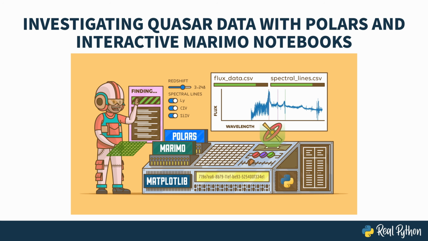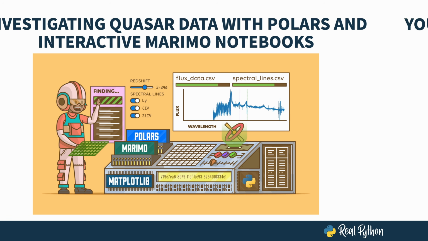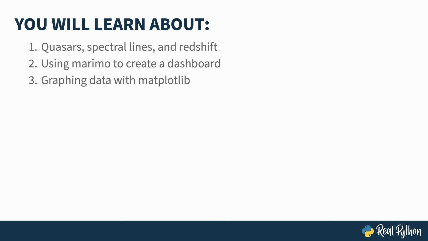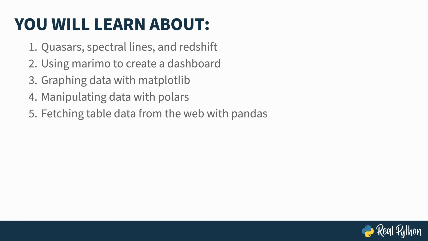This course is of the how-to variety and shows you how to create a dashboard in Marimo using astronomy data. Along the way, you'll learn about quasars, spectral lines, and measuring redshift, and, well, creating dashboards in Marimo. Our dashboard will include a Matplotlib graph, data cleaned and manipulated with polars, even more data fetched from the web using pandas, and interactive UI components that adjust the graph with switches and sliders in the notebook.